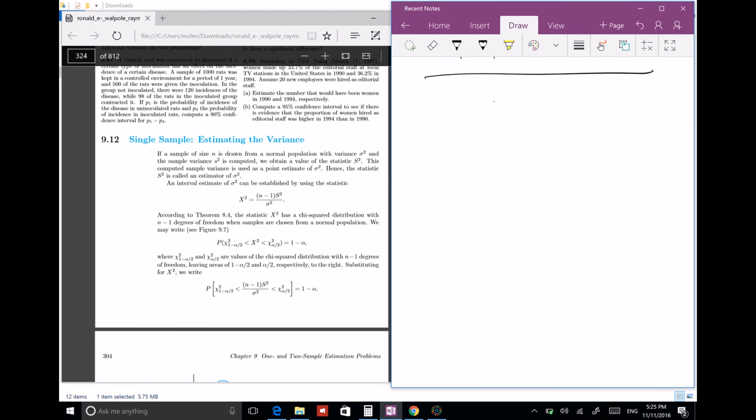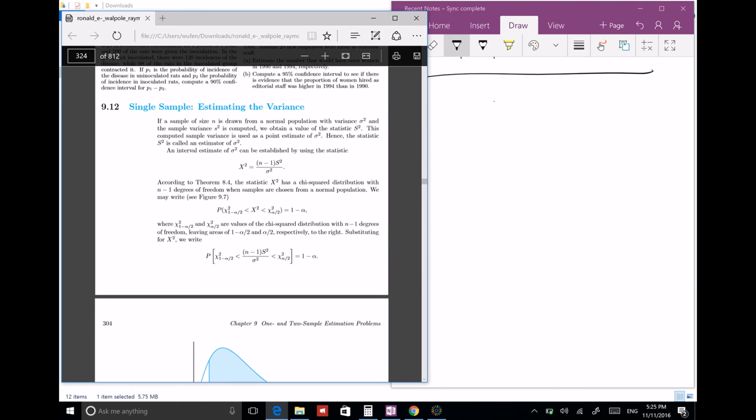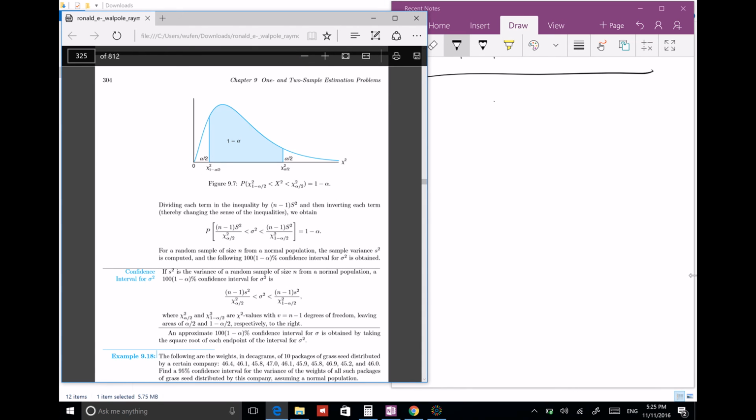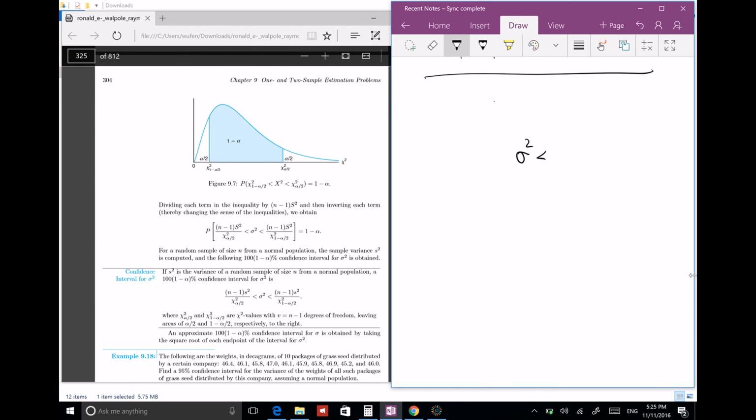Single sample estimated variance. We want to estimate the variance, so we can build a confidence interval for the variance. We can estimate the population mean value, and we can estimate the population variance. For the variance, we can use a chi-square formula: (n minus 1) s squared over chi-square alpha over 2 with n minus 1 degrees of freedom, less than sigma squared, less than (n minus 1) s squared over chi-square 1 minus alpha over 2.